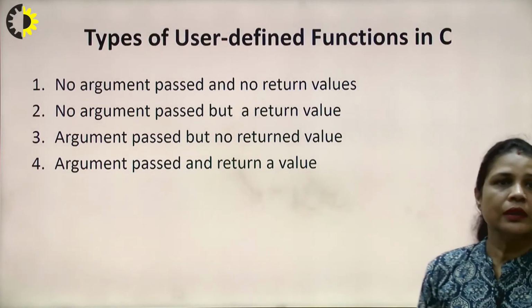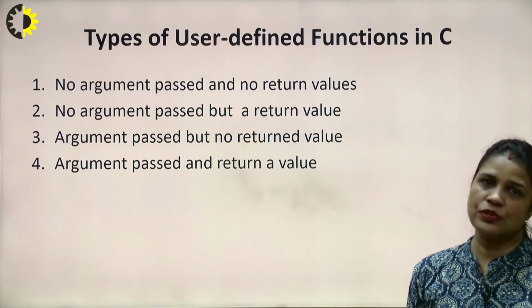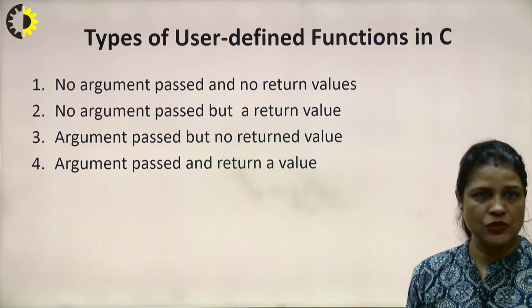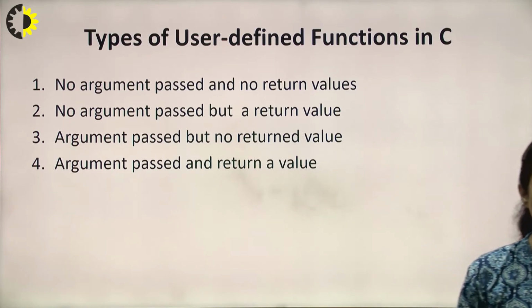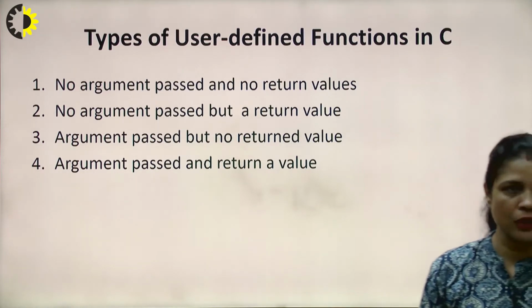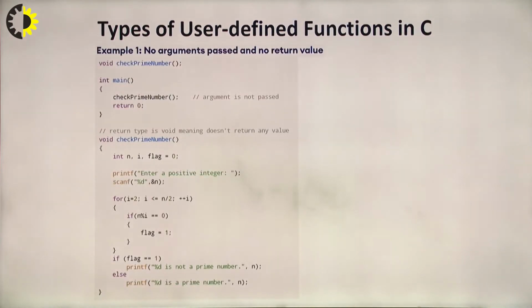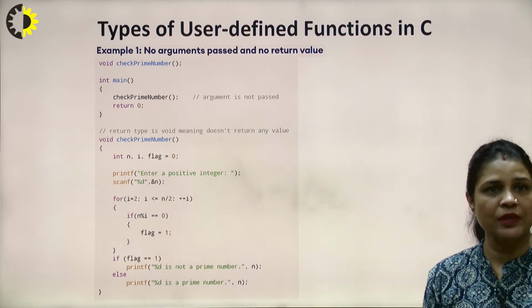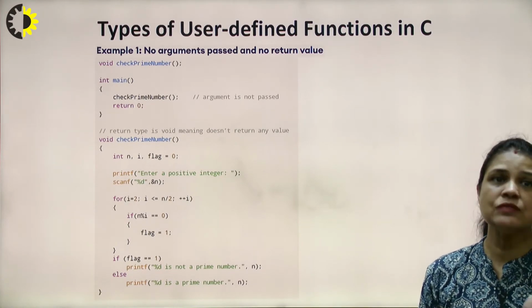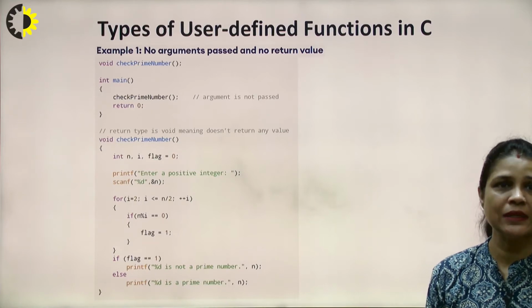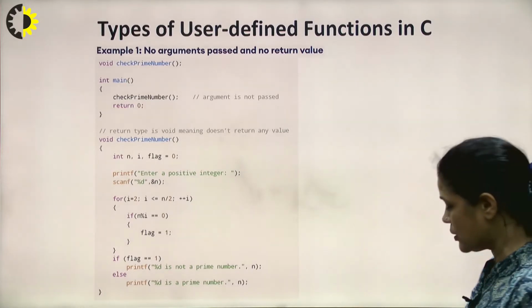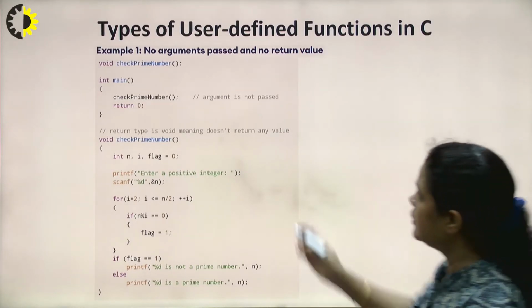Then there are four types of user-defined functions. We have gone through the three types initially. The first category is no argument passed and no return value. The example of that category is this. Here in this example, we need to check whether the given number is prime or not. As we are not passing any argument and this function is not returning anything, three things are important here.